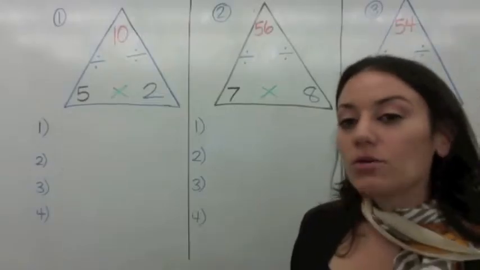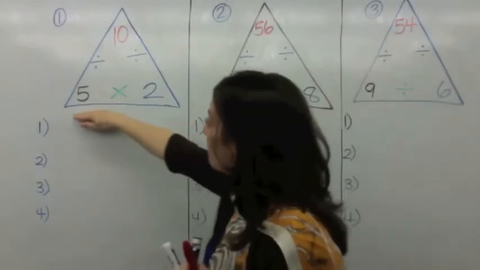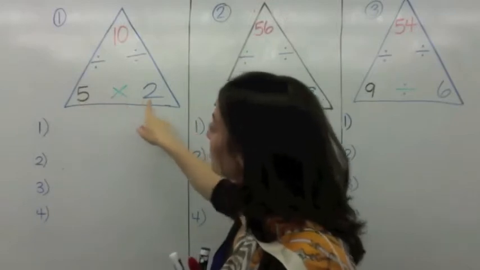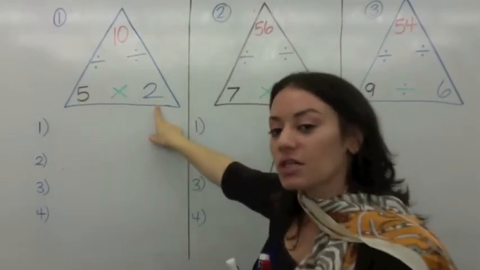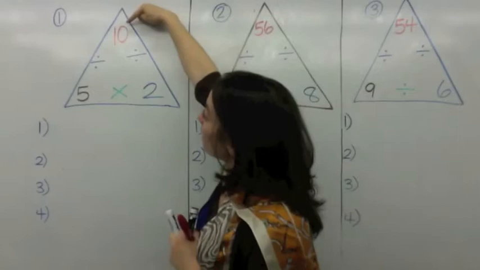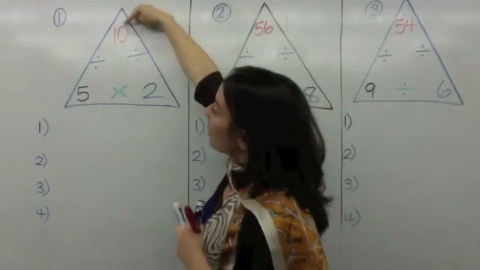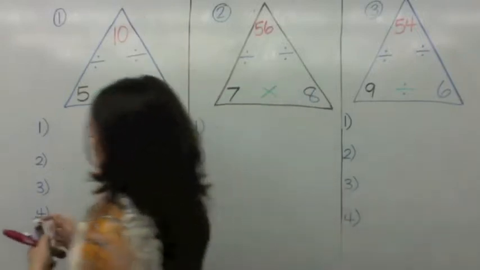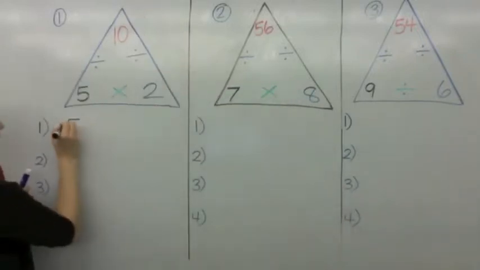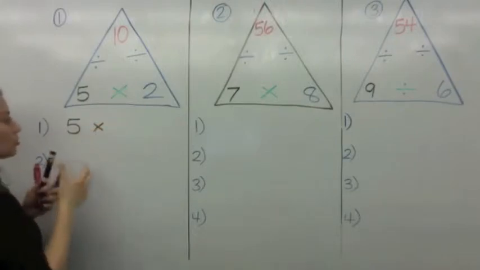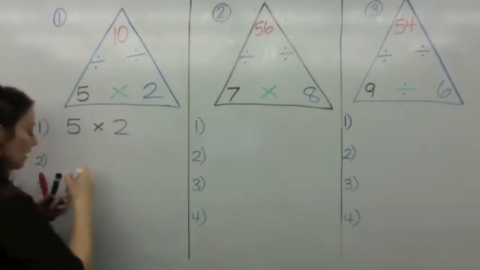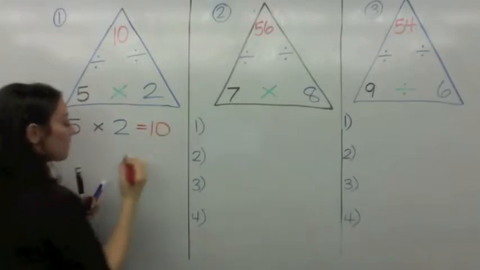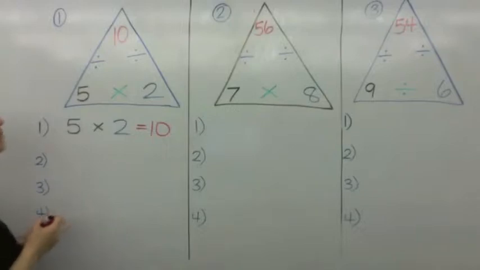Now, when you look at the bottom of the triangle, this is a multiplication table. This is 5 times 2. So the answer to this multiplication table is at the top of the triangle. So again, at the top of the triangle, you have the answer to a multiplication table. So we're going to go ahead and write the first equation, which is 5 times 2. And 5 times 2 is what? It's 10.